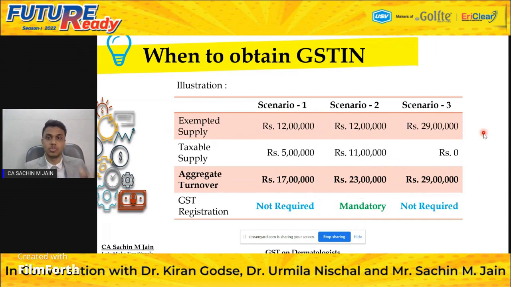In the third scenario, here is what I was talking about, the exception. The exception says that when a person is engaged only in providing exempted services, then in this illustration, where the turnover is 29 lakh rupees of only exempted services, we don't need to obtain GST registration.